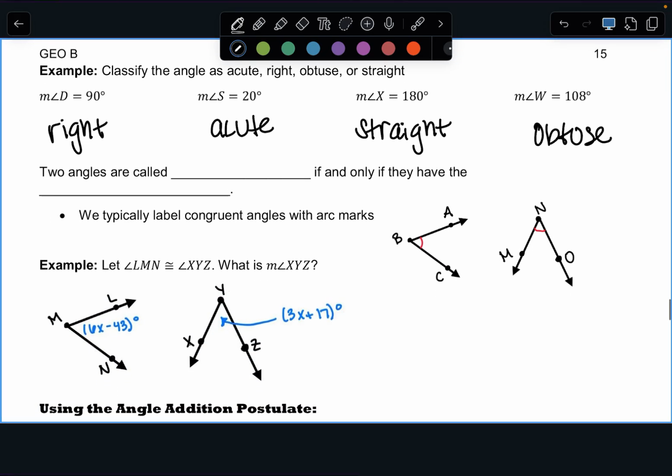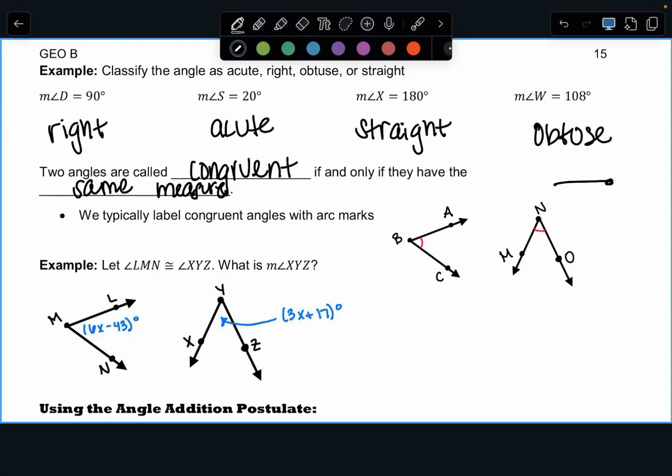Okay. Another definition we have. Do we remember congruent segments? Yes. Congruent segments have the same what? Length. We have congruent angles too. What do we think congruent angles will have? The same degree measure. They have the same measure.